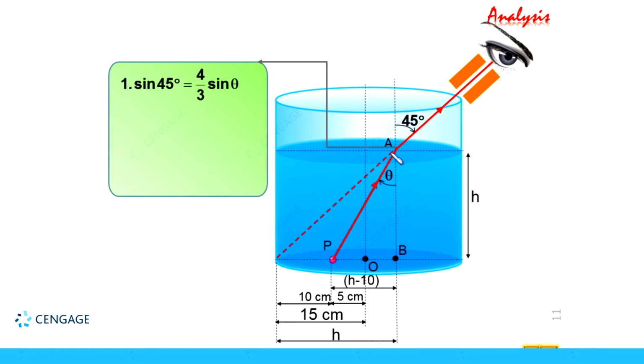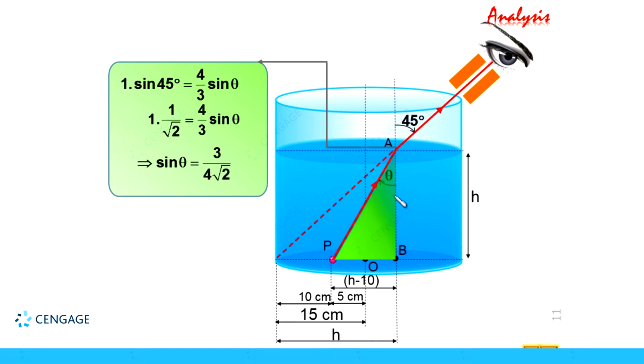And we can use Snell's law at this point. If this angle is 45 degree and this angle is theta, we can write 1 multiplied by sine 45 equal to 4 by 3 multiplied by sine theta. Now sine 45 equals 1 by root 2. In this way we can get the value of sine theta, and sine theta is equal to 3 divided by 4 root 2. And as we discussed, this APB is a right angle triangle.